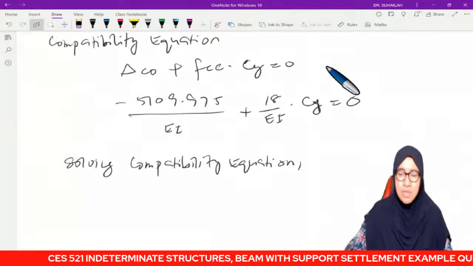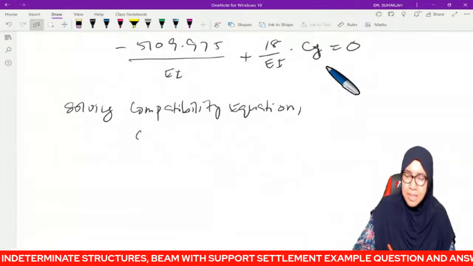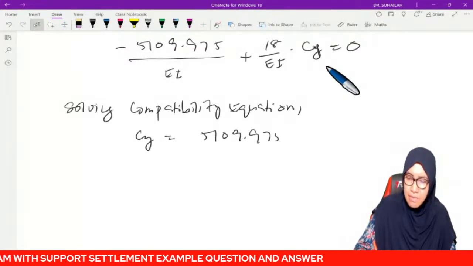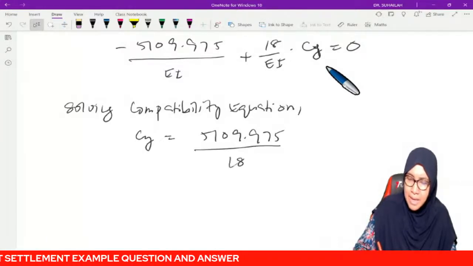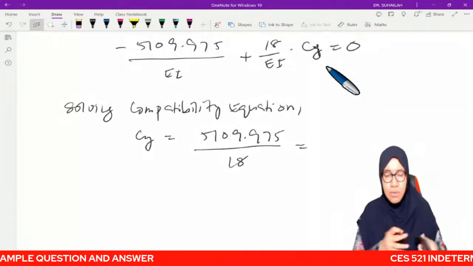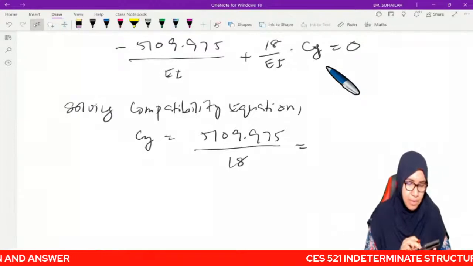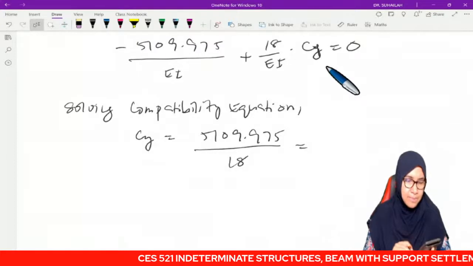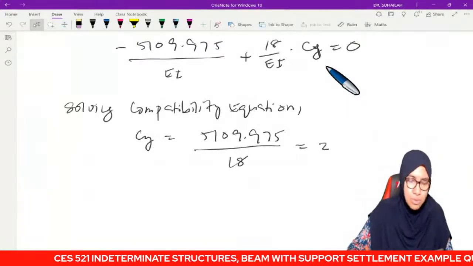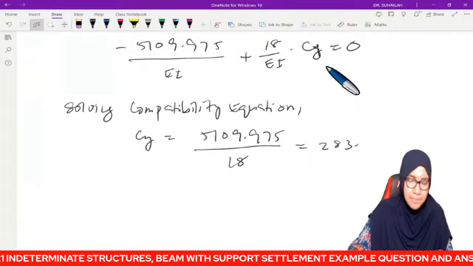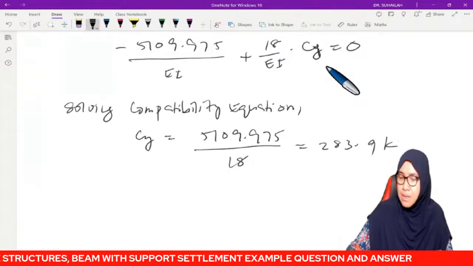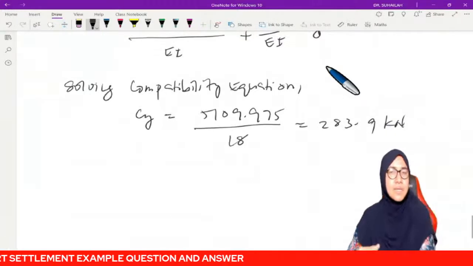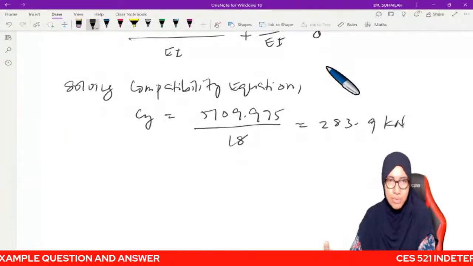Solving the compatibility equation, we get CY is equal to 5109.975 divided by 18. This is 283.9 kilonewton. This is the CY value.